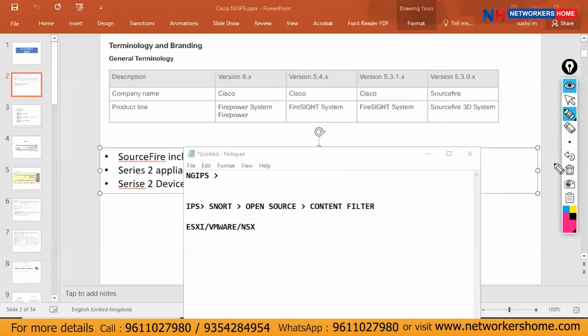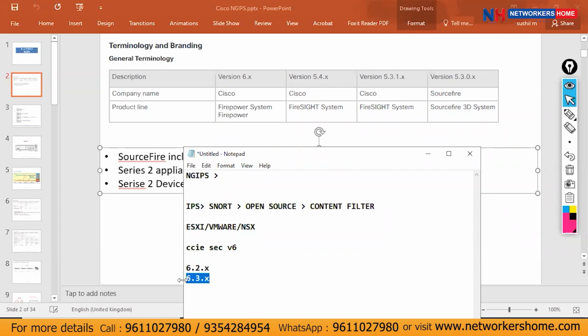Now, which version should we learn? We should learn the 6.x version. According to your CCIE Security version 6 examination, version 6.2.x is required. But I'm going to give you training on 6.3.x. This is my current version.